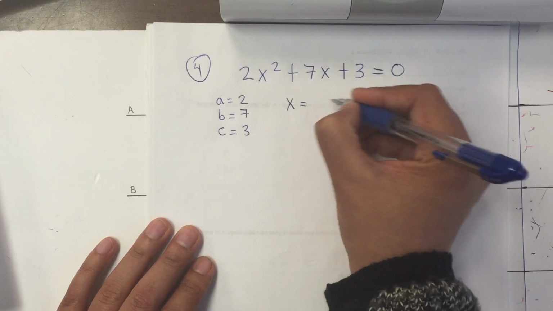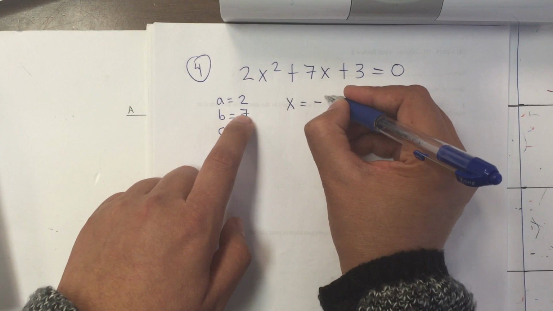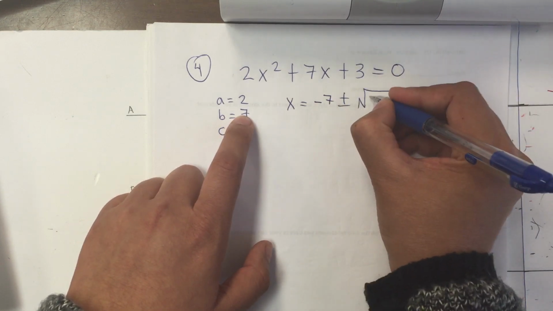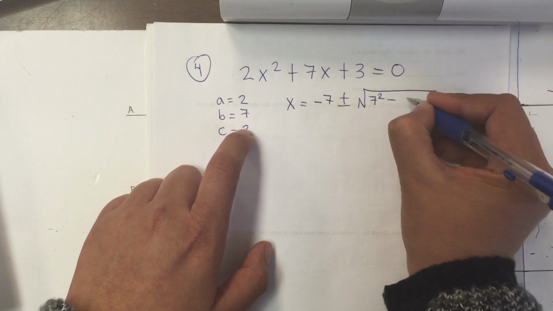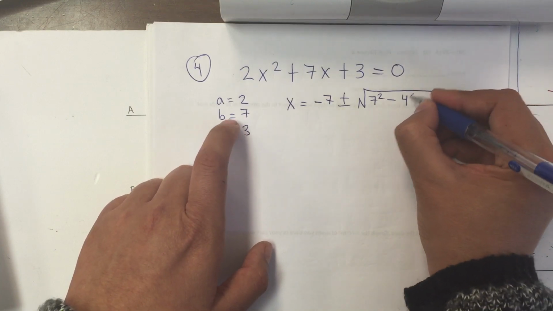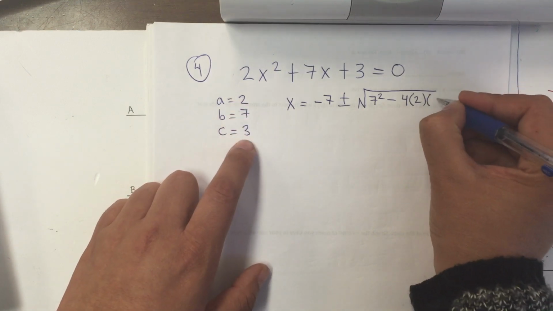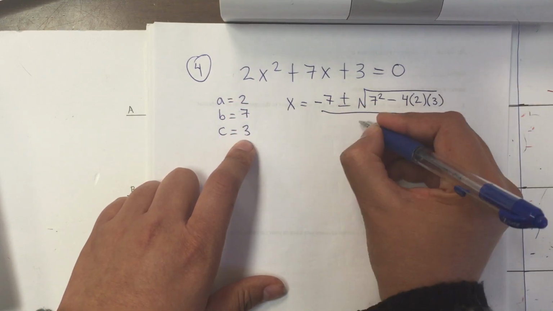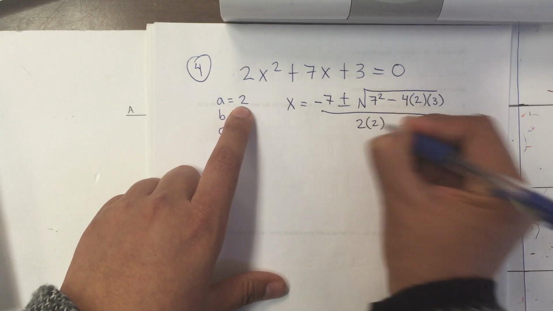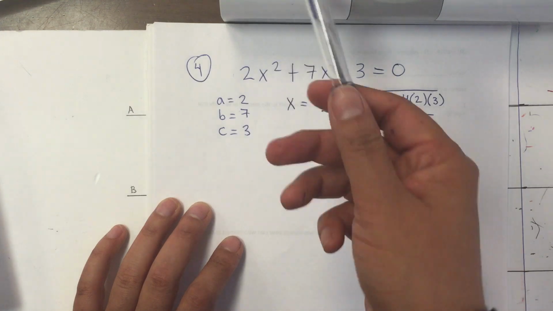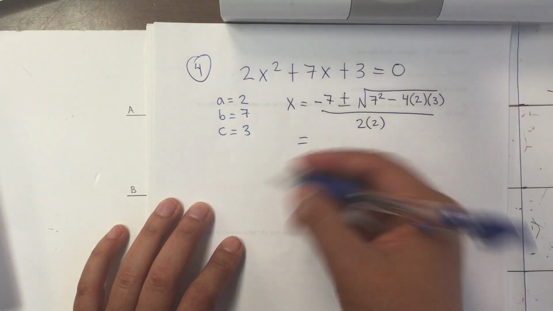Again, x is equal to negative b, negative 7, plus or minus the square root of b squared, so 7 squared, minus 4ac, minus 4 times a, which is 2, times c, which is 3, over 2 times a, which is 2. You might want to have the quadratic formula in front of you as well and write it again and again.